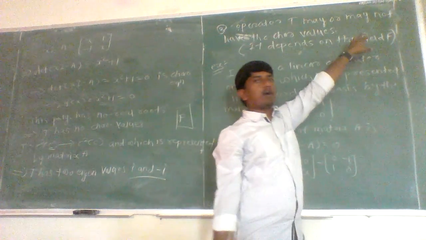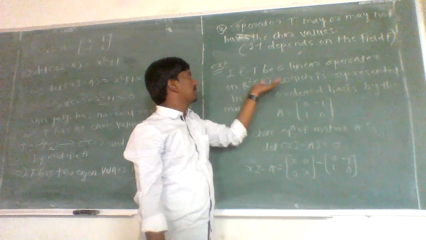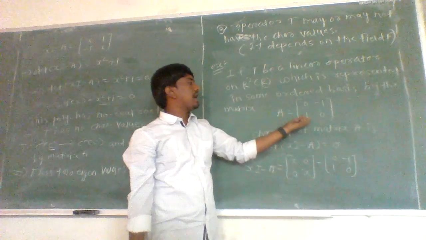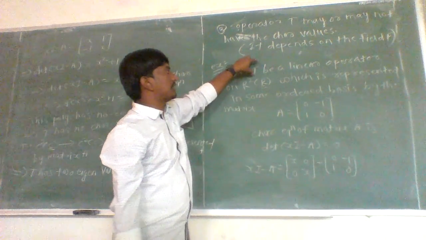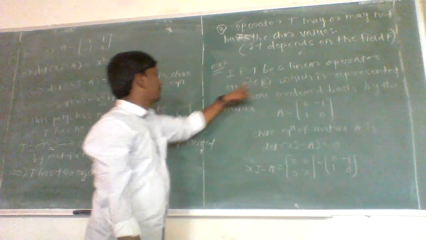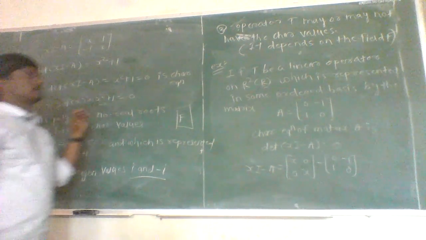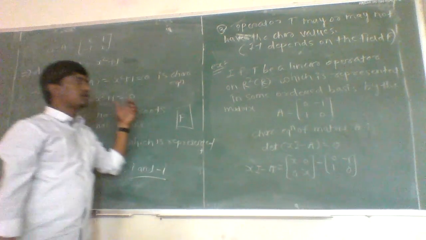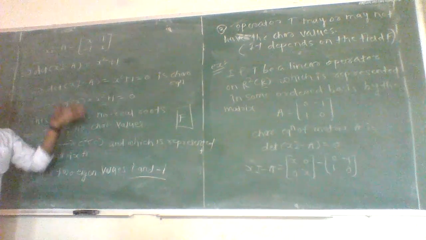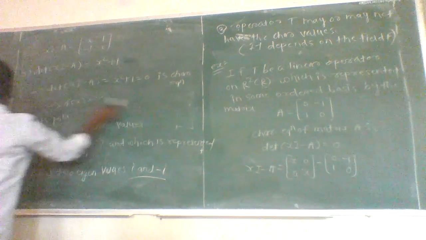Hence, the operator T may or may not have eigenvalues, depending on the field F. As here the field is R and the eigenvalues are i and minus i, which do not belong to R, the operator T has no eigenvalue. But if we take the field as C, or C2 over C, then the eigenvalues i and minus i are members of the field C. Therefore, the linear operator T has eigenvalues. Hence, we say that the operator T may or may not have eigenvalues.